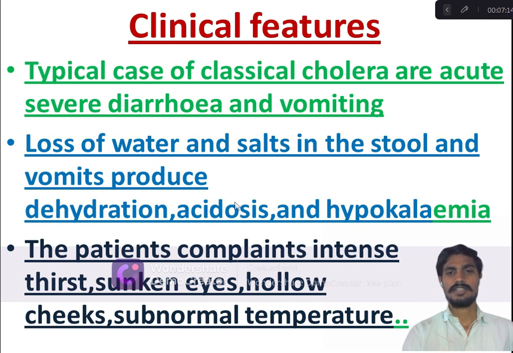Acidosis means increase in the acidity level, and hypokalemia means loss of potassium. These are all the symptoms and signs that may occur. Next, the patients also complain of intense thirst, sunken eyes, hollow cheeks, and subnormal temperature. These signs may also develop at the time of cholera. This is about clinical features, meaning the signs and symptoms that develop at the time of cholera.